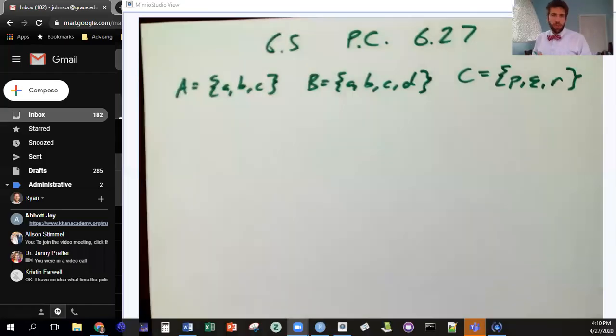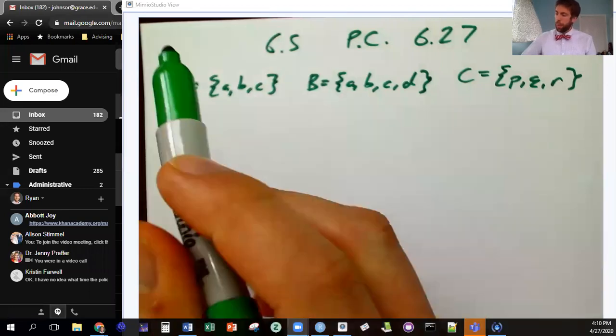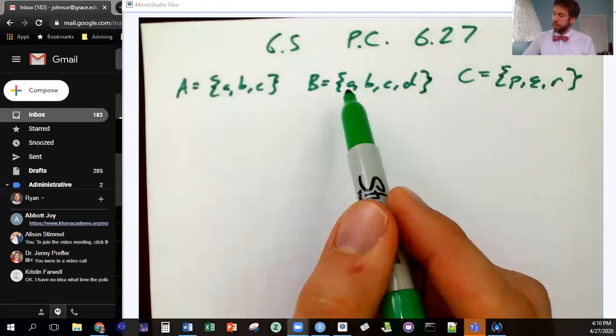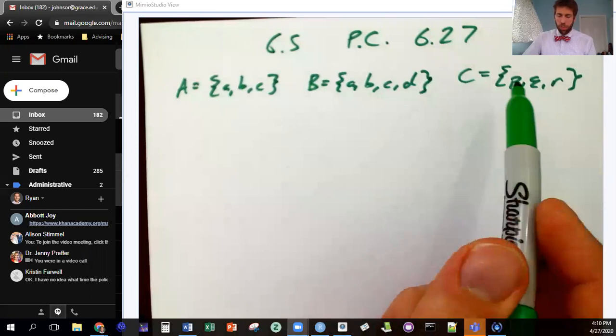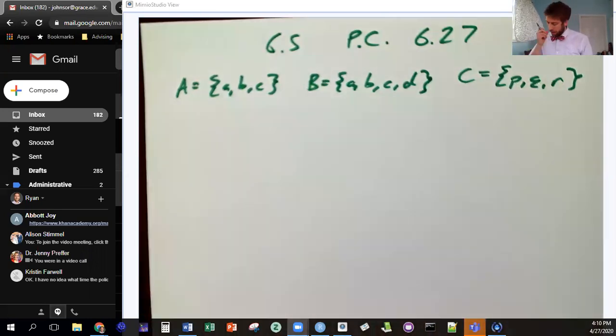This is Intro to Proofs, section 6.5. We're looking at sets A, B, and C, where capital A is {a, b, c}, capital B is {a, b, c, d}, and capital C is {p, q, r}. We're given some function rules defined on the bottom of page 321, and we're going to draw an arrow diagram for each function.